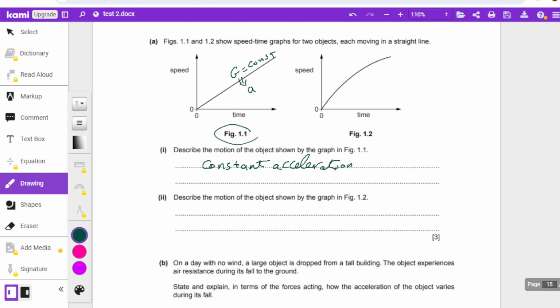Now describe the motion of the object shown by the graph in figure 1.2. In figure 1.2, as you see, acceleration is decreasing because the gradient decreases. So it will be decreasing acceleration. Okay.